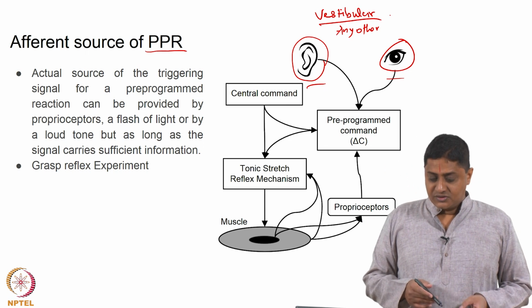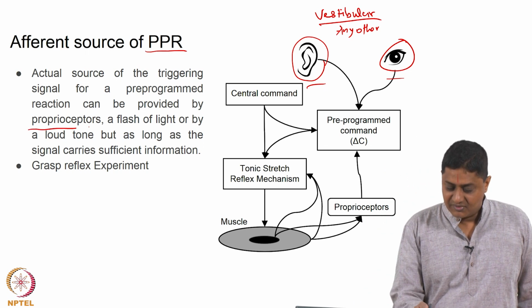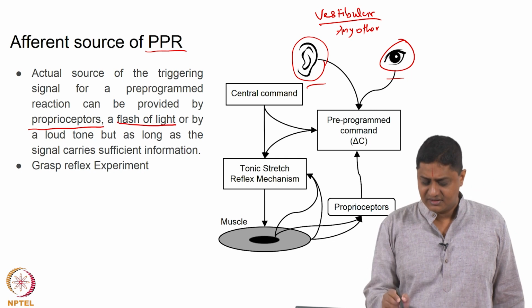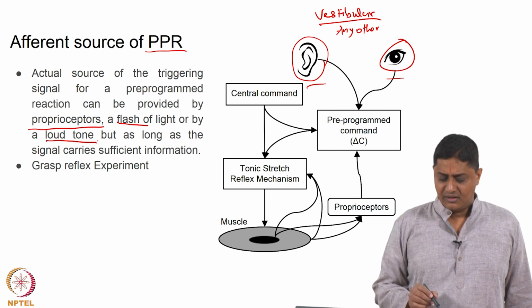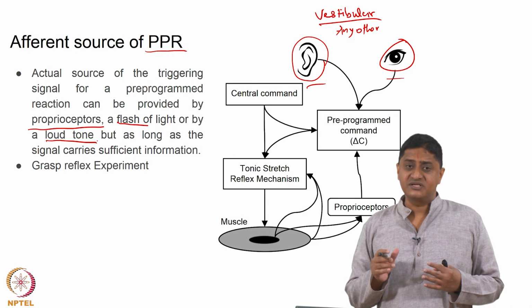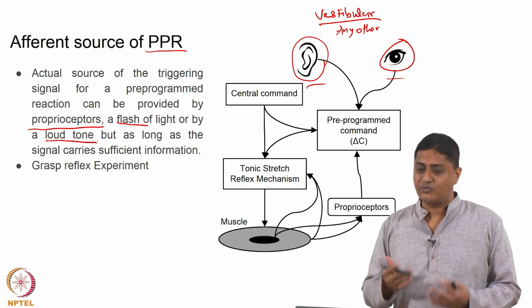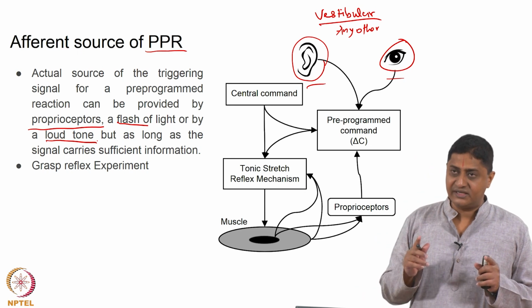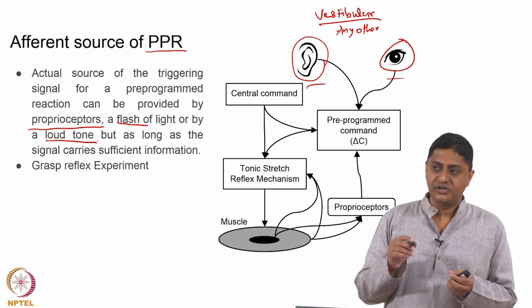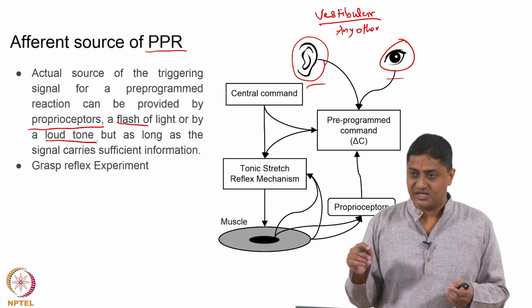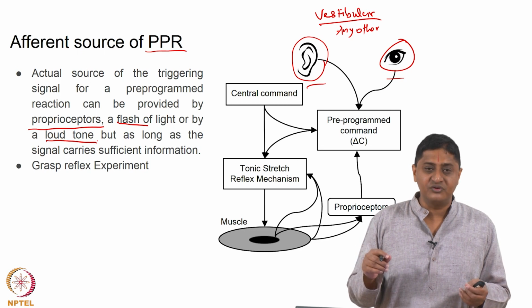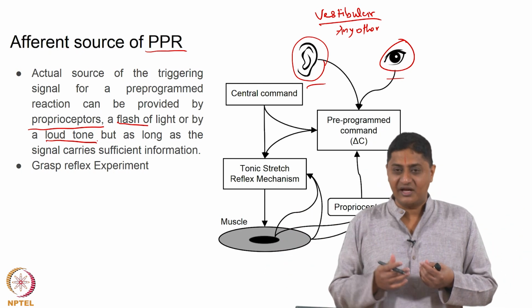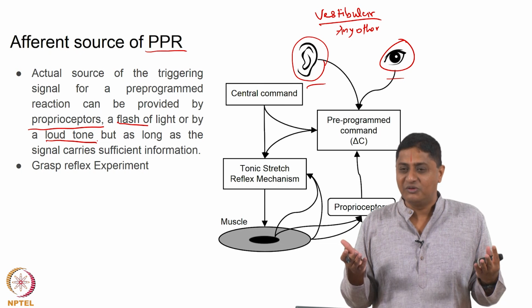So, it can be provided by proprioceptors, which is muscle spindles and Golgi tendon organs, right, a flash of light or by a loud tone. But remember that the signal must carry sufficient information to distinguish what the trigger is, right. Of course, the response is not going to change with the amplitude of the stimulus, but there must be enough information for me to distinguish it from other stimuli. Is it asking me to go in that direction or that direction? I need to be able to distinguish that, otherwise there will be no reaction, there will only be confusion.